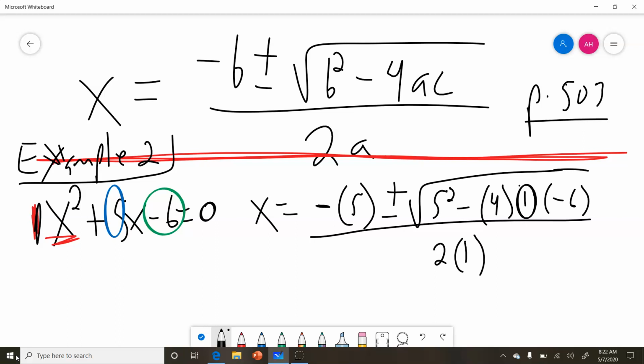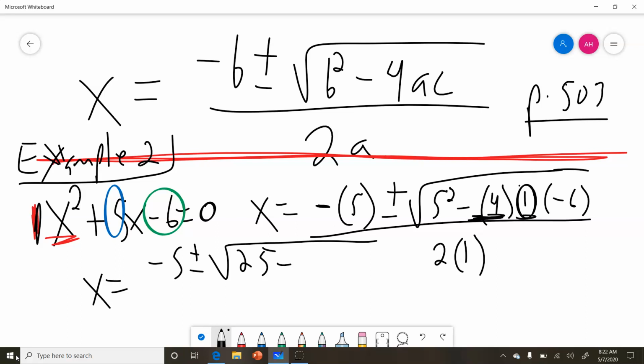Okay, now at this step, I need to solve it and condense down. So I take this, and I have x equals negative 5. That stays the same, plus or minus. Now I'm in the square root: 25, 5 squared, minus, what is 4 times 1 times negative 6? That's 24. But there are 2 minuses, so that becomes plus 24. All of that divided by 2 times 1, which is just 2.